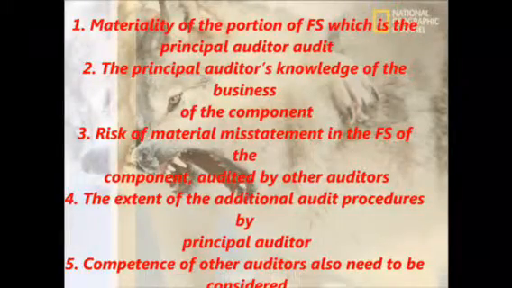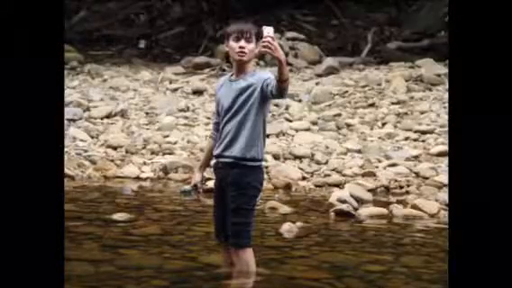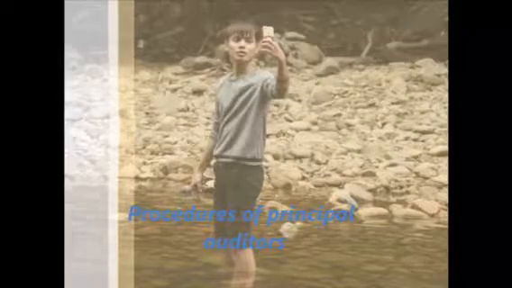There are matters that need to be considered. First one is materiality of the portion of the financial statements which the principal auditor audits. Principal auditor's knowledge of the business of the component, risk of material misstatement of the financial statements of the component audited by the other auditor, the extent of additional audit procedures by the principal auditor, and competence of the other auditor also need to be considered. And now let us look at the procedures of the principal auditor.